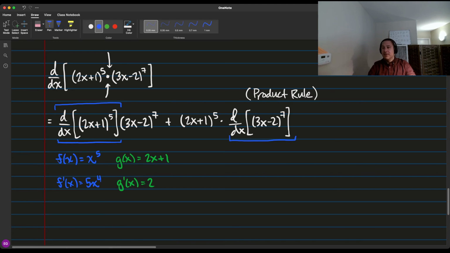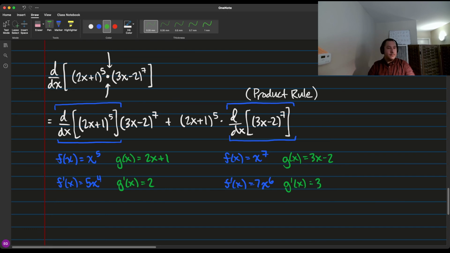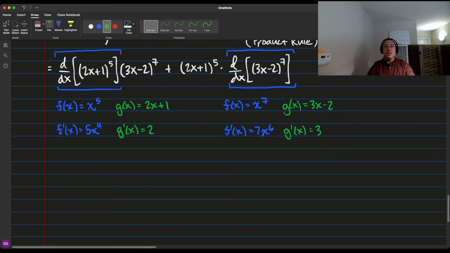And I have to do the same thing for the one over here, because we're taking two different derivatives. The last thing that we do is raise something to the 7th power. What gets fed into the 7th power? Our g of x, which is 3x minus 2. To use the chain rule, we had to calculate f prime, which is 7x to the 6th, and we have to calculate g prime, which is 3. So now what we need to do is use the chain rule.